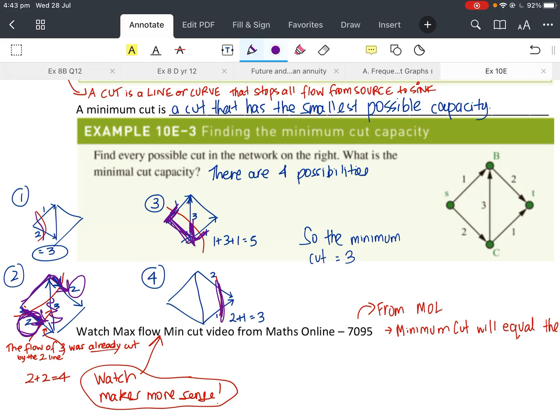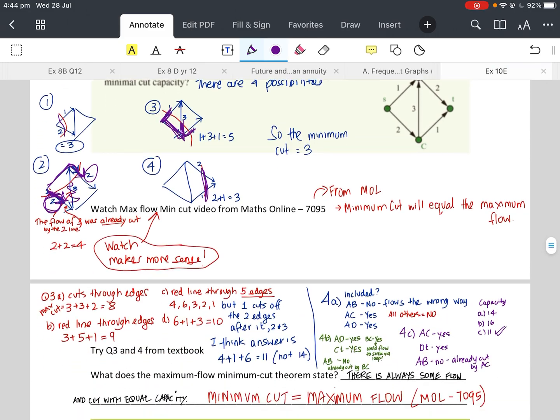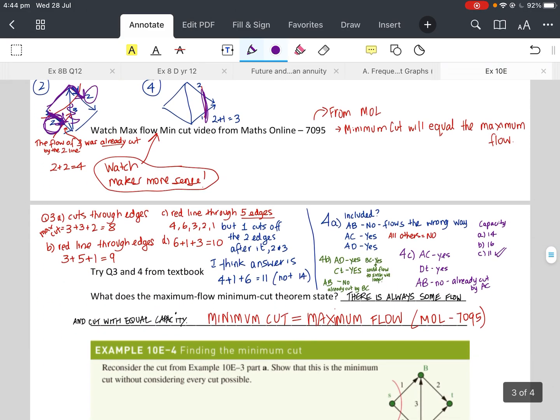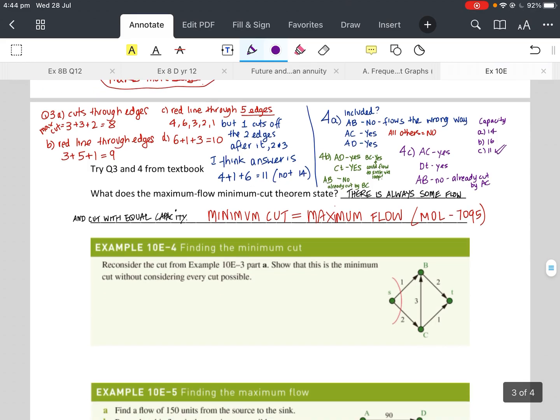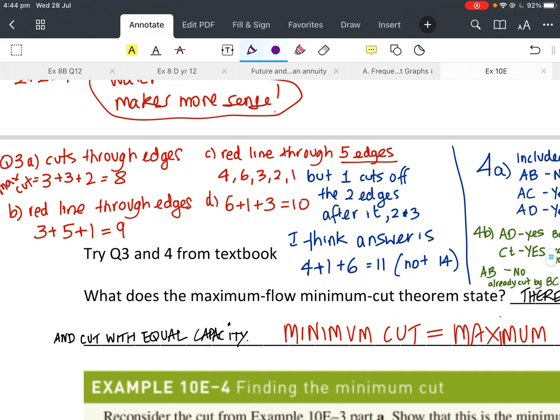Now I watched the maximum flow minimum cut video from Maths Online. It actually made a lot of sense to me there. So if you are struggling, please watch those because they help me, so hopefully they'll help you as well. Now from the Maths Online, I found out that the minimum cut, if you can work that out and you got that one straight in your head, that will actually help you work out the maximum flow. So if you're finding maximum flow difficult, but you know how to do minimum cut, that kind of does it for you as well.